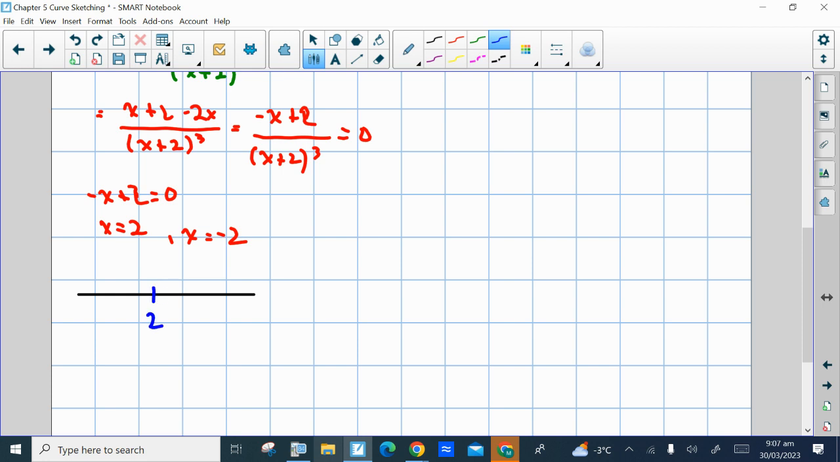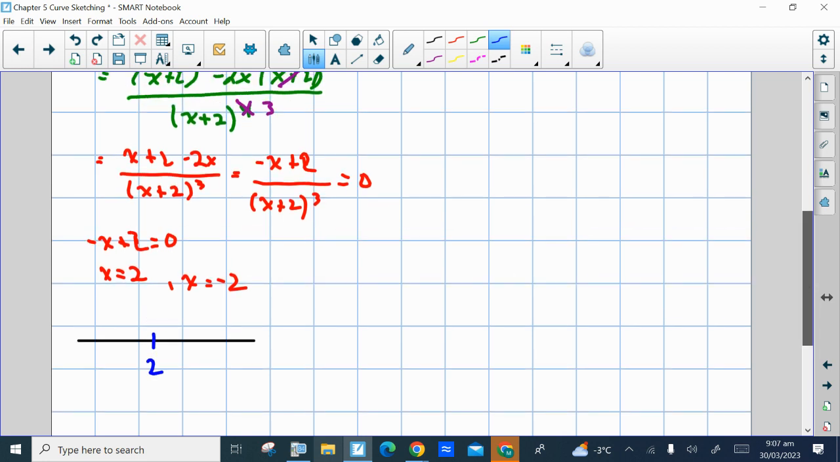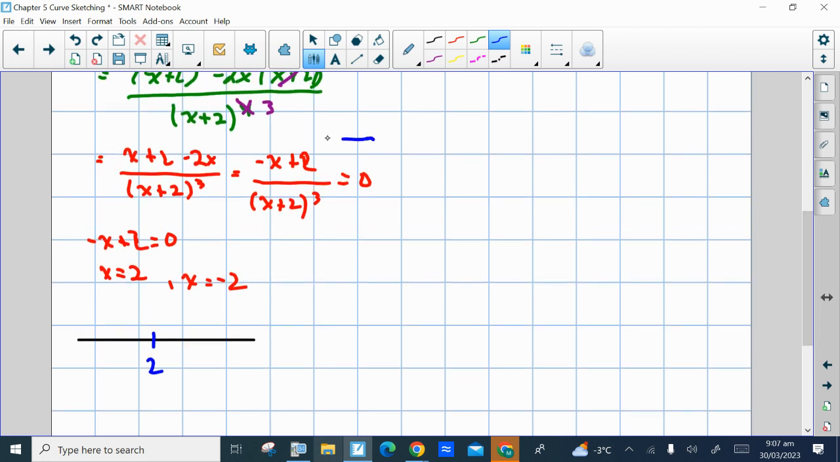If we choose a number to the left of positive 2, a number like 0, what's happening to the derivative? So again, I'm going to use this expression right here. That's my simplified expression for the derivative. So I can let x equal 1. I'll have -1 plus 2, which is positive. The bottom will be positive, so the function is increasing in that interval.